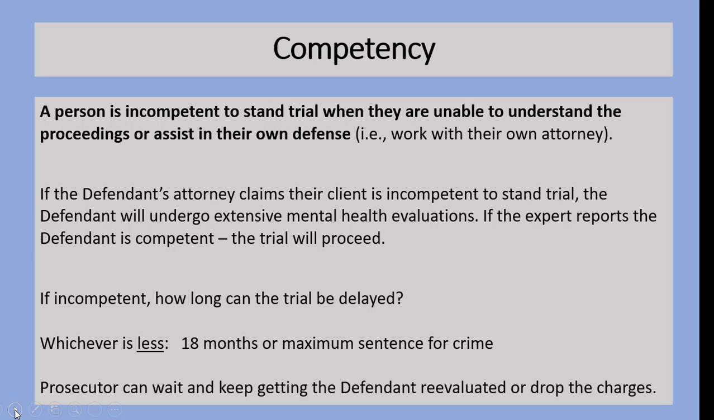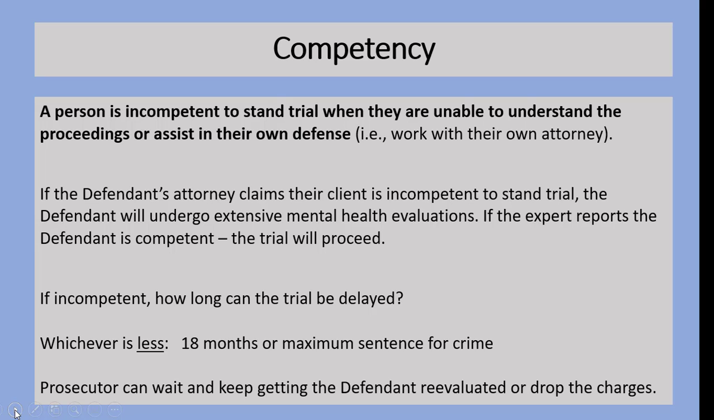So that's why it's not a defense. Defenses are used at trial. Competency says you can't even go to trial. This defendant isn't even competent to go and have a trial, even with an attorney, because he or she can't communicate with their attorney. So if a person is found to be incompetent to stand trial, what happens?